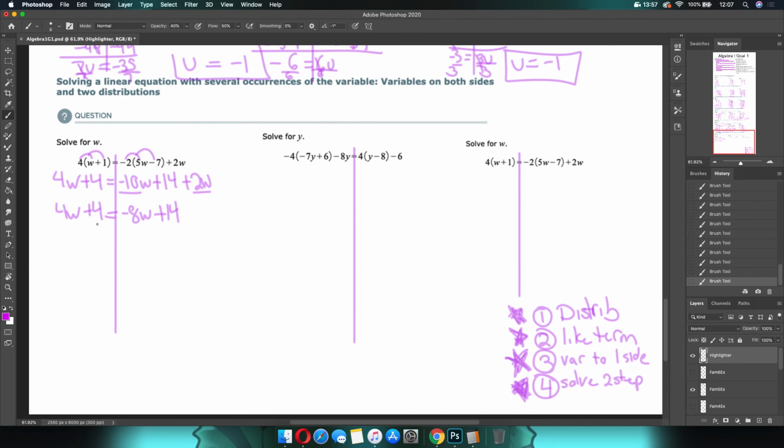Next up, are there like terms? We just did like terms. Is there a variable to one side? Yes, so plus 8W, plus 8W. So that means 12W plus 4 equals 14. That looks a little suspicious. Hang on. All right, then we're going to be minusing 4, minusing 4. 12W equals 10, divide by 12, divide by 12.